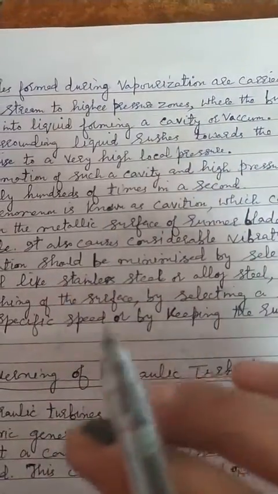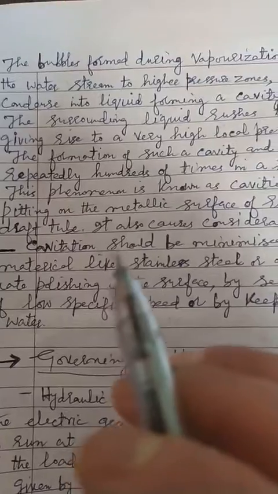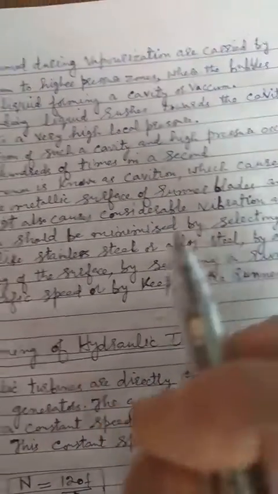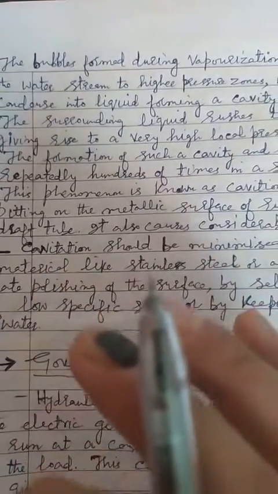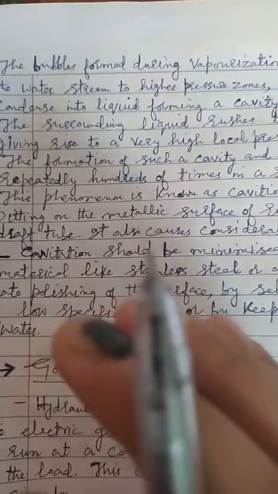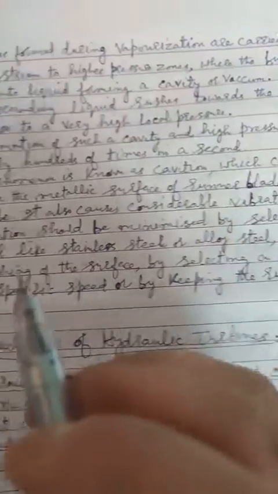इस process को हम cavitation बोलते हैं. ठीक है. Because of this cavitation, there will be pitting on the metallic surface of the runner blades and draft tube. ठीक है. क्योंकि जहाँ पे भी water available होगा वहाँ पे cavity होगी. It also causes considerable vibration and noise.